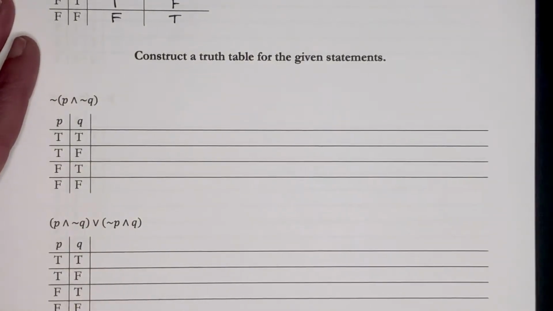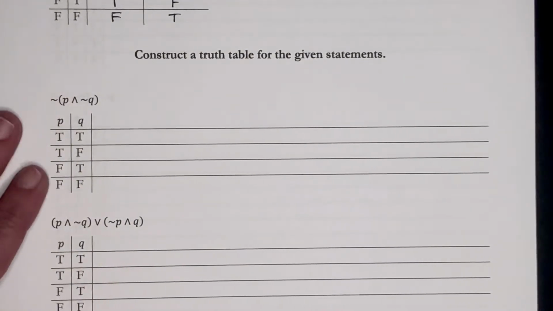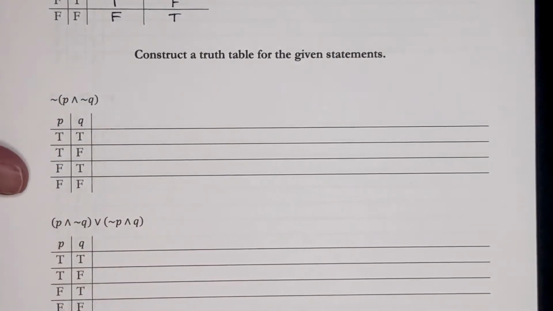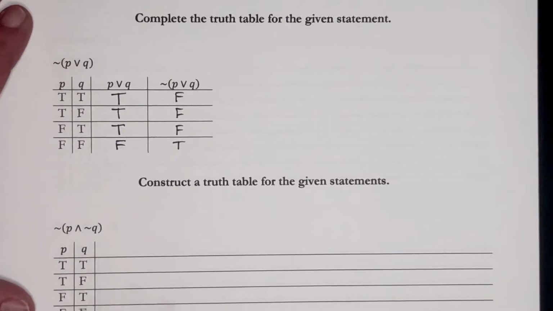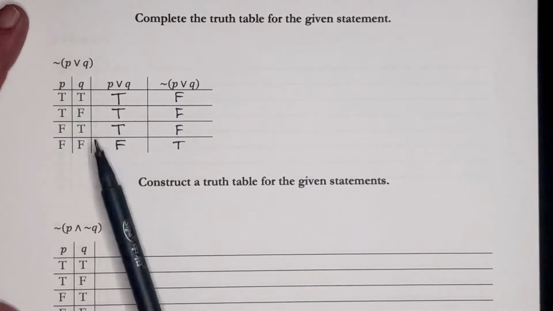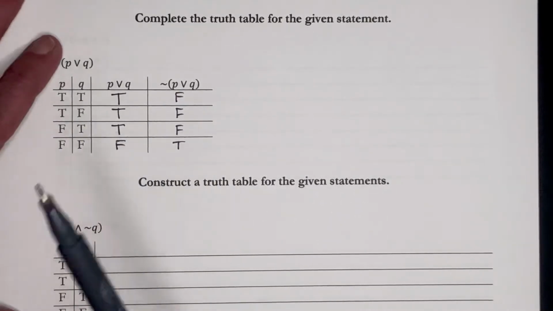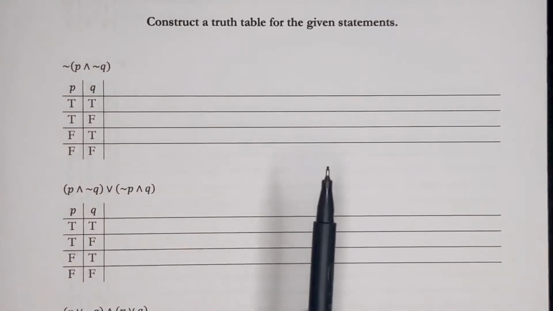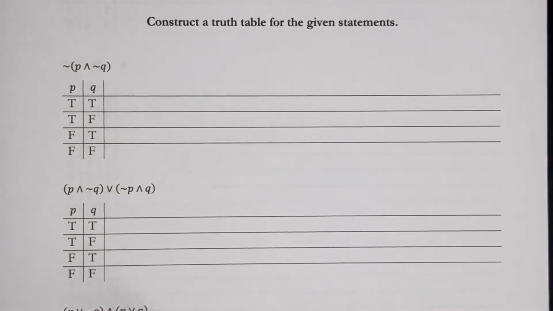This is part 2 of section 3.3. Now we're being asked to construct a truth table for the given statements. On the previous problem, they had pretty much set everything up for us. We just had to fill out the truth values. Now we need to build up piece by piece. And I just start building up all the different pieces I need.